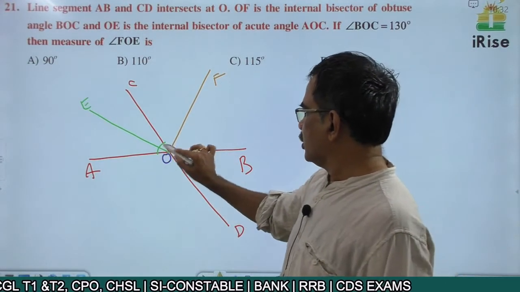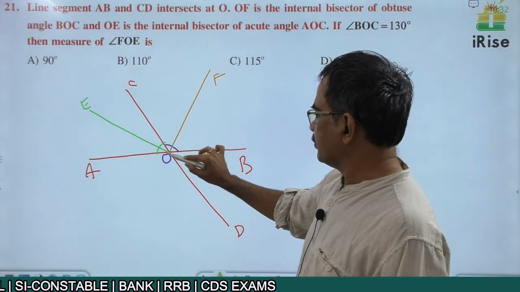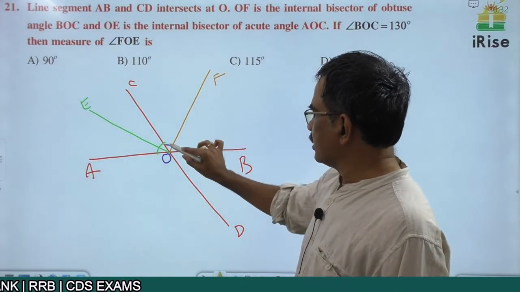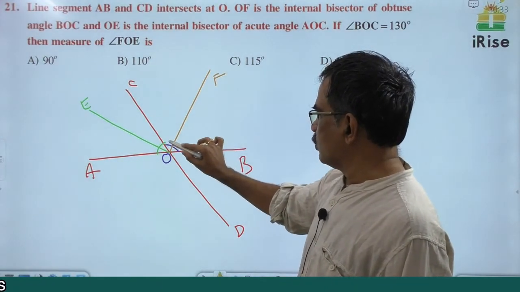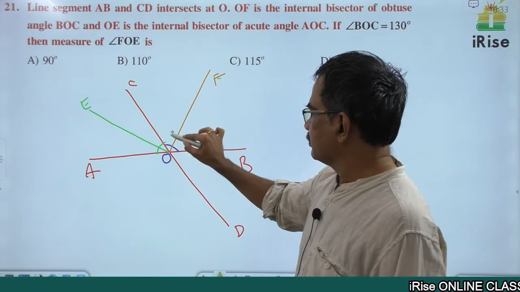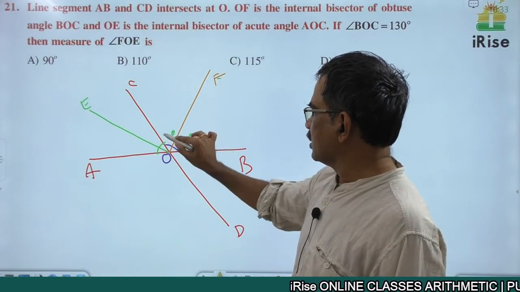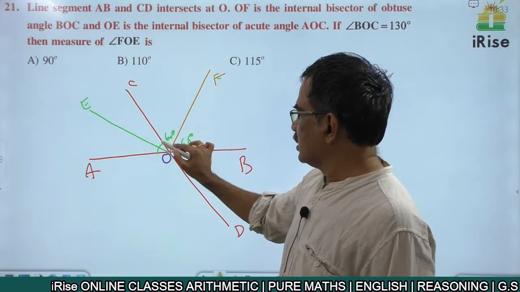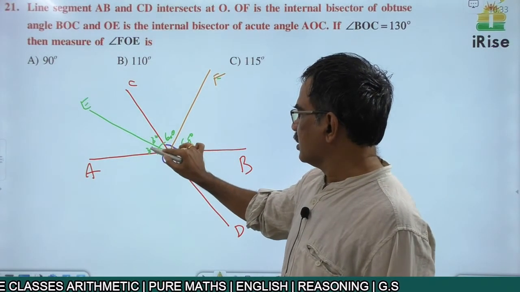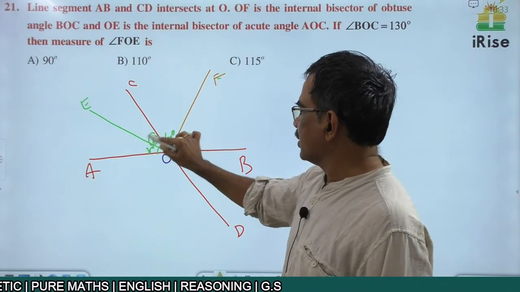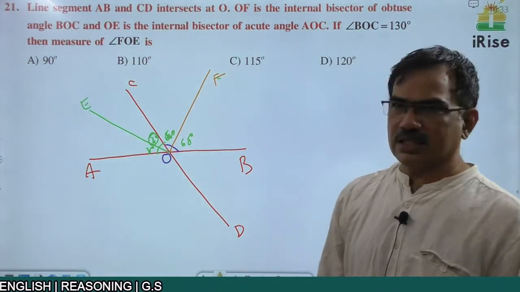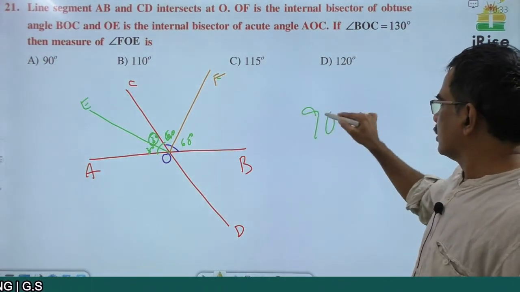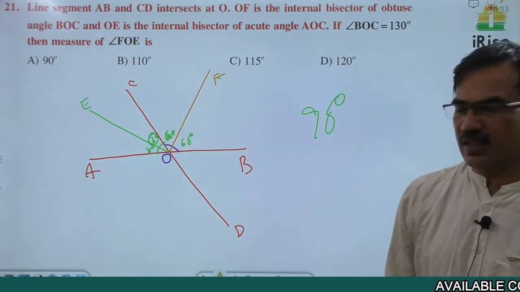Here the sum of these two angles is equal to 180 degrees. For example, if this is 120, then these are 60 and 60. This is 60 degrees, this is also 60 degrees. If this is 60, this is 30, 30. So what is the angle? 30 plus 60, which is equal to 90 degrees. So the answer is 90 degrees.